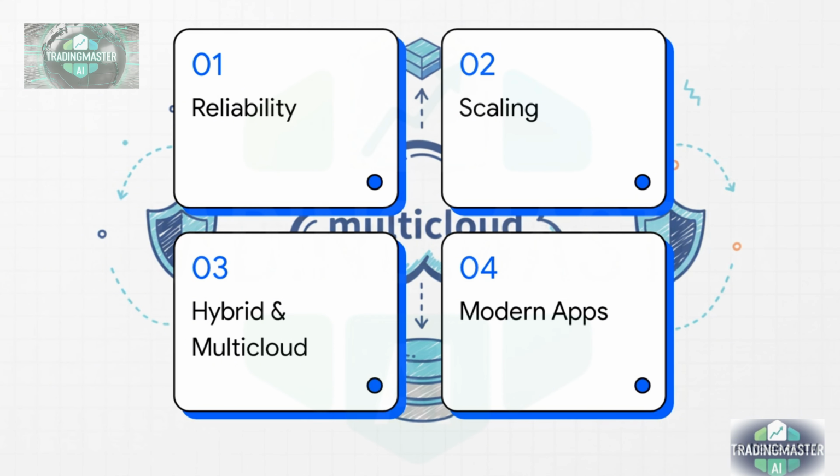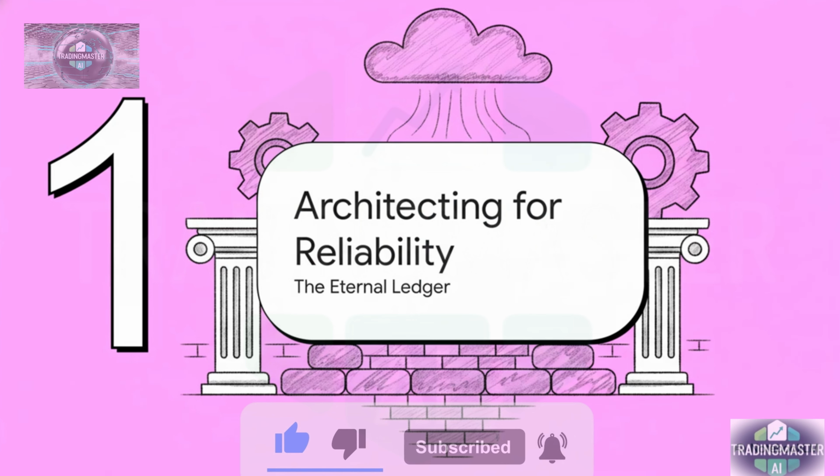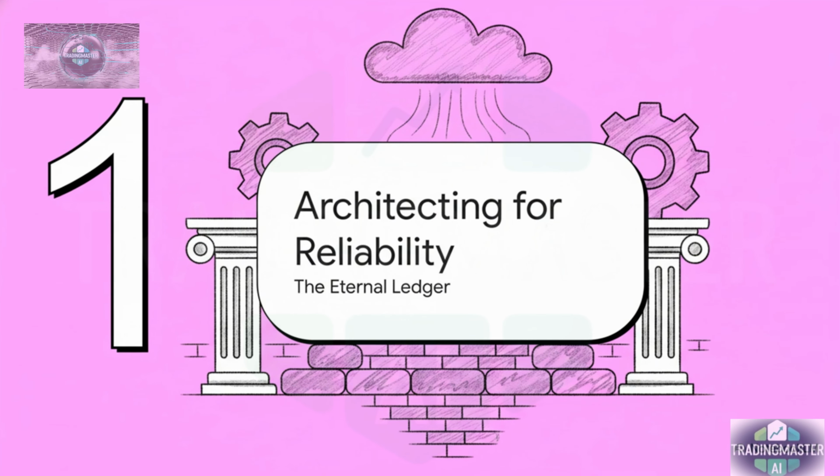All right, so how do we get there? It's a four-part journey. First, we have to lay the foundation by architecting for pure, rock-solid reliability. Then, we'll take that foundation and scale it up, going from a local setup to a global one. After that, we'll connect all the different pieces, whether they're on-prem or in multiple clouds. And finally, the payoff. We'll see what this incredible setup unleashes. Let's dive in.